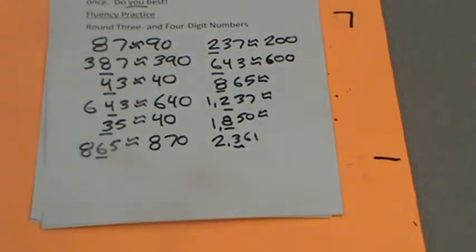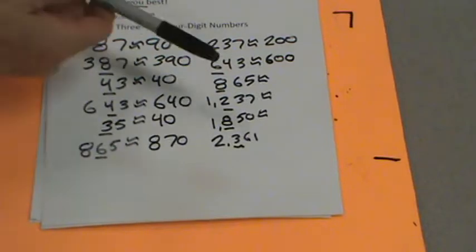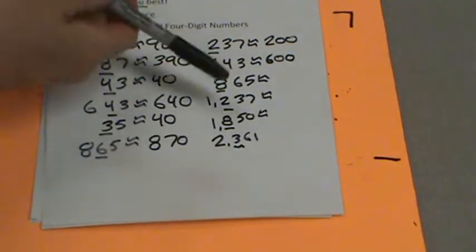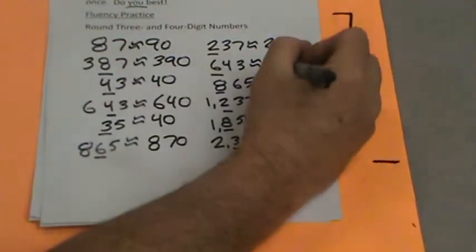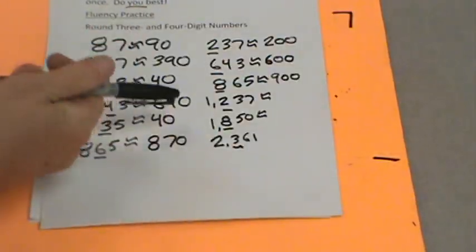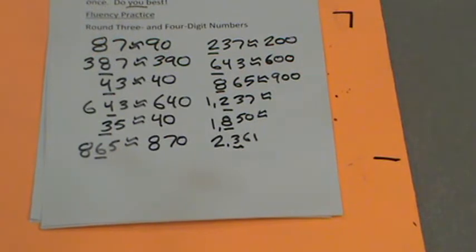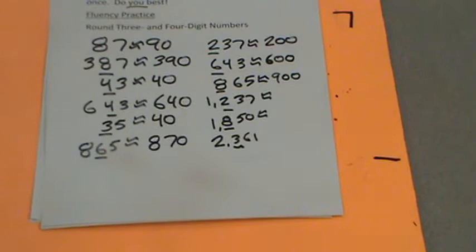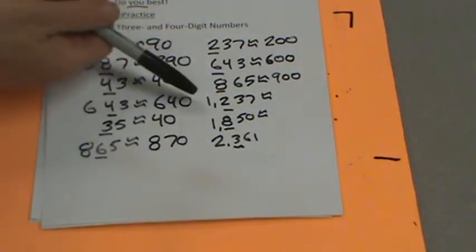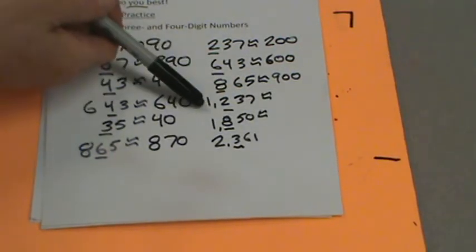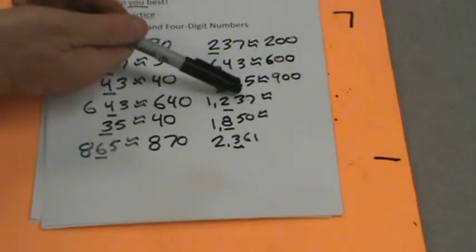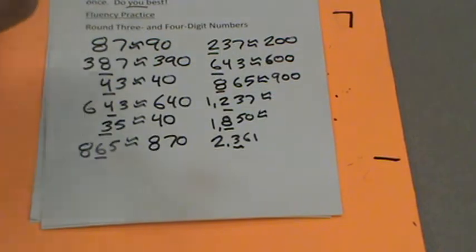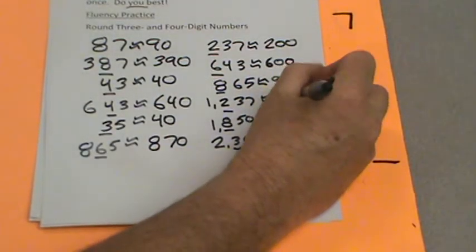Go to 865. Once again, the midpoint between 800 and 900 would be 850, so this is 865. It is indeed greater than 850, so we would round up. 1,237. Well, think about this. 1,200, 1,300. What's the midpoint? 1,250. Is this greater than or less than 1,250? Well, there's a 3, so it must be less. So we would round down to 1,200.